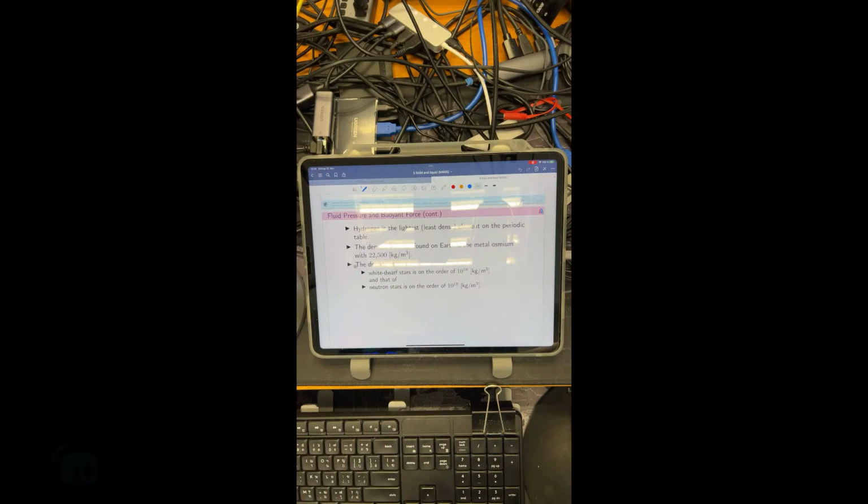What else? That's the stuff on Earth. Okay, let's talk about the stuff outside our world, outside our Earth. The density of some other planets. For example, a white dwarf star is on the order of 10 raised to 10, a power of 10, which is extremely high.